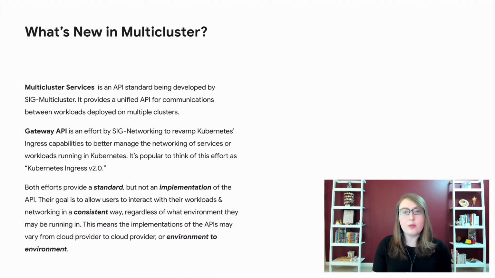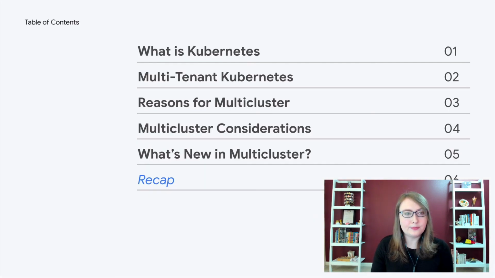So this means that the implementation of these APIs may vary from cloud provider to cloud provider or environment to environment. But what SIG-Multicluster is trying to do is provide you with a common way to interact with multi-cluster networking and service concerns, regardless of what environments you may be running in.